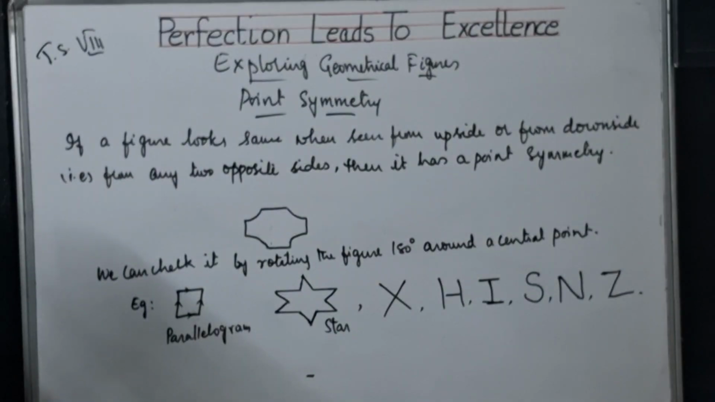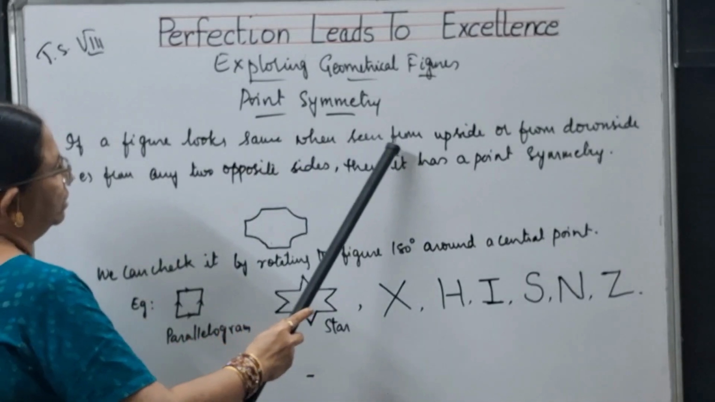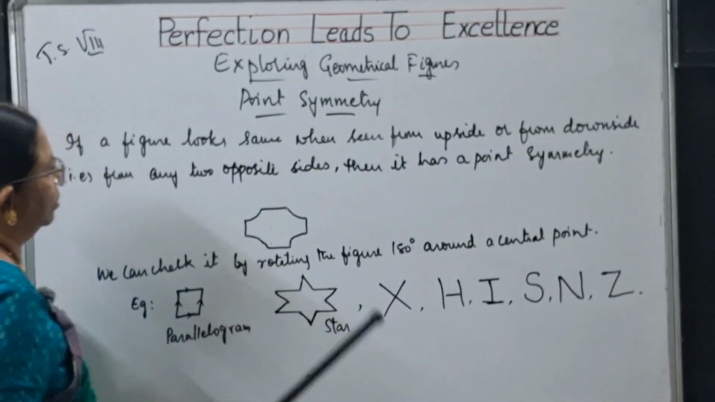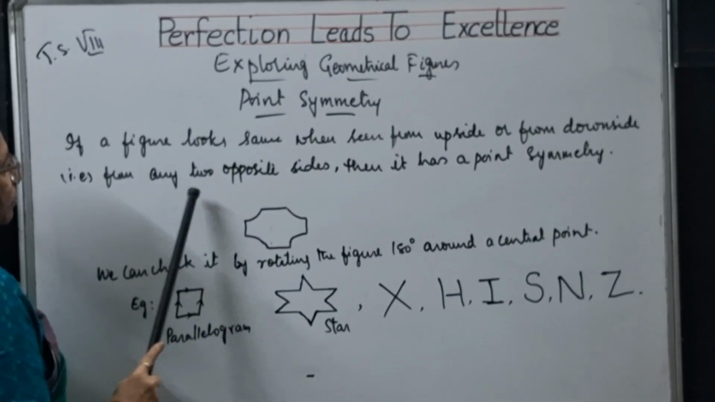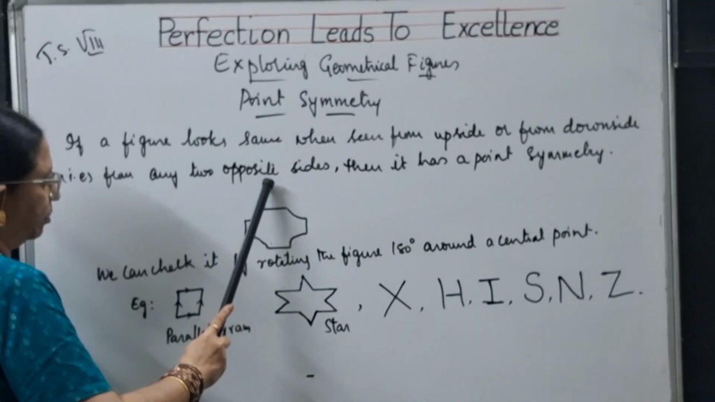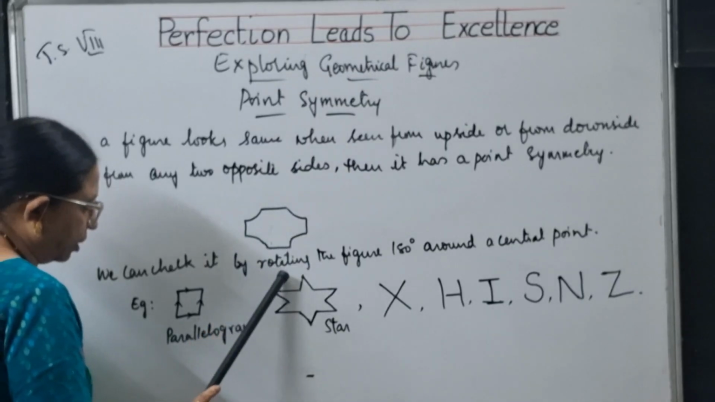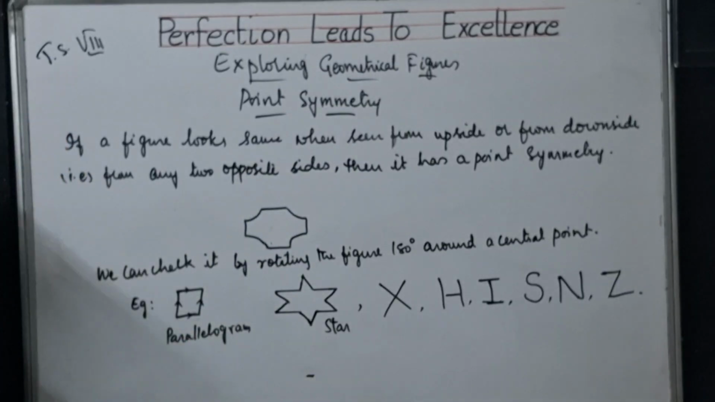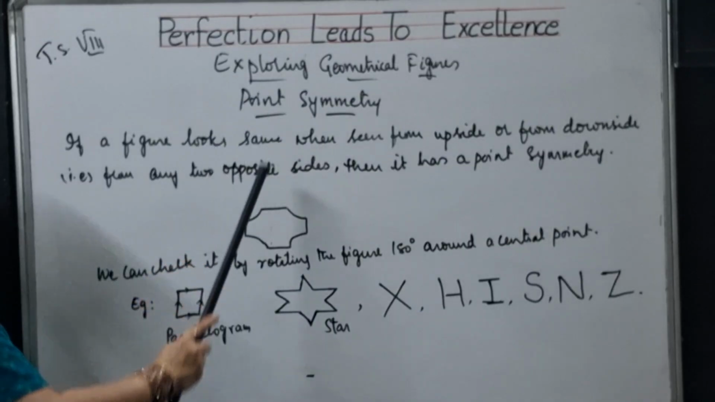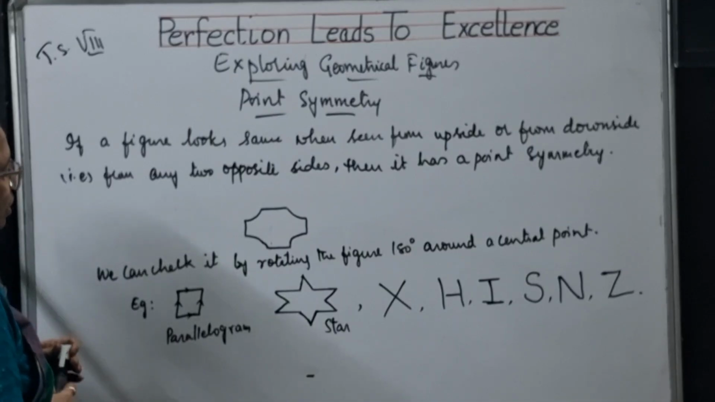Now, point symmetry. What is meant by point symmetry? A figure looks same when seen from upside or downside, that is from any two opposite sides. See this figure, children. From here, if you look, how is it looking? From down, if you look also, it is looking in the same way. That kind of figures are having point symmetry. That means, how do you know whether it is point symmetry or not?